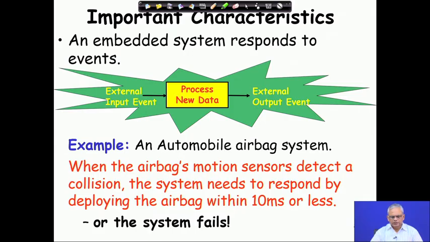So, here just look at it that there is a computer inside this airbag system, which is continuously monitoring the events, and as soon as the motion sensor indicates that there is a collision, the computer acts to deploy the airbag within 10 millisecond or less. So, there is a time constraint on the action, and also the computer is part of the system and it continuously monitors the system.